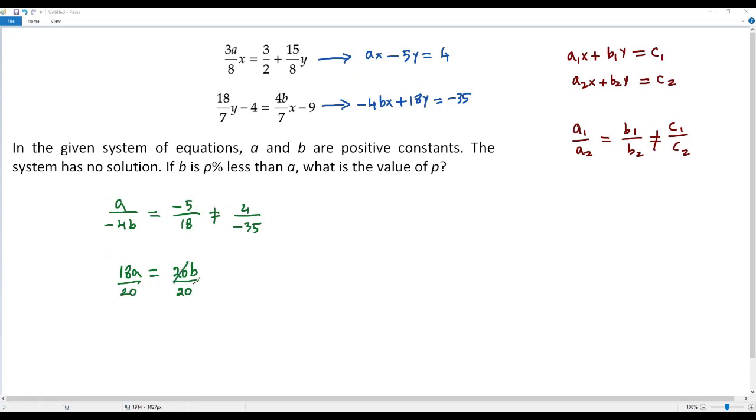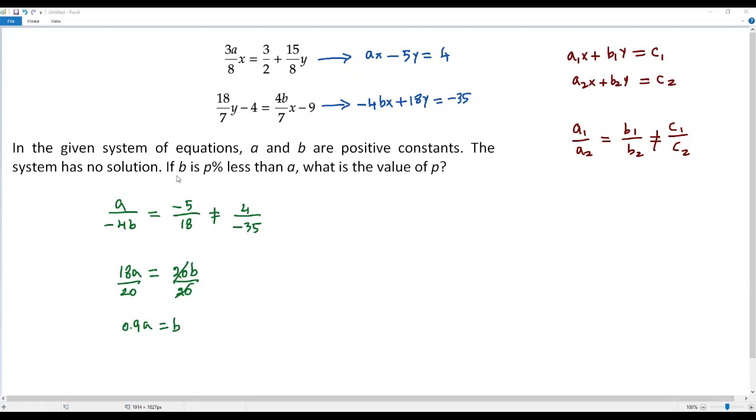When I do so, this 20 will cancel out. When I divide this 18 by 20, I am getting 0.9. That is 0.9 times a equals b. Okay, here I got the value of b in terms of a. Now let me consider the other information we have in the question. That is, b is p percent less than a.